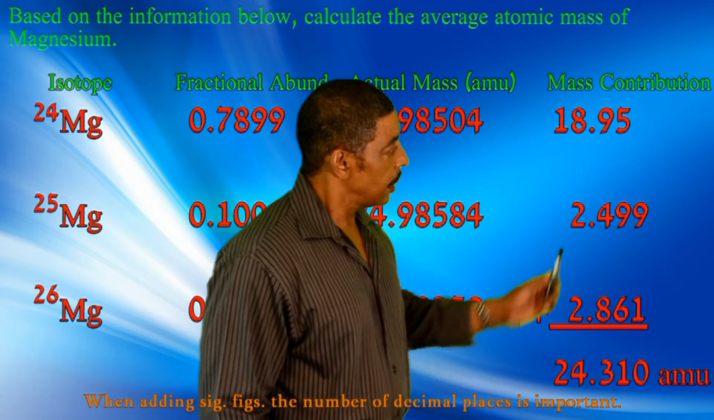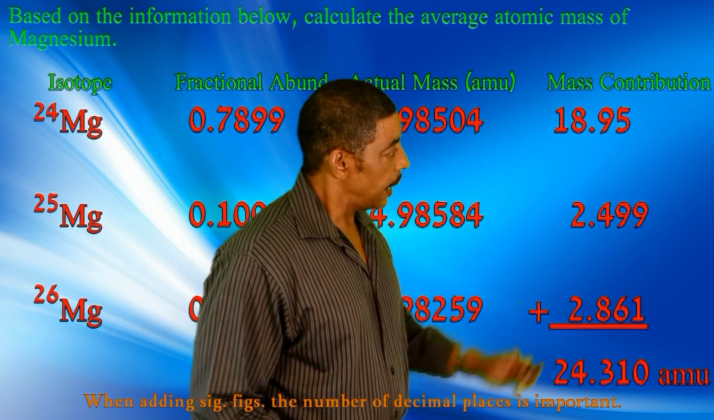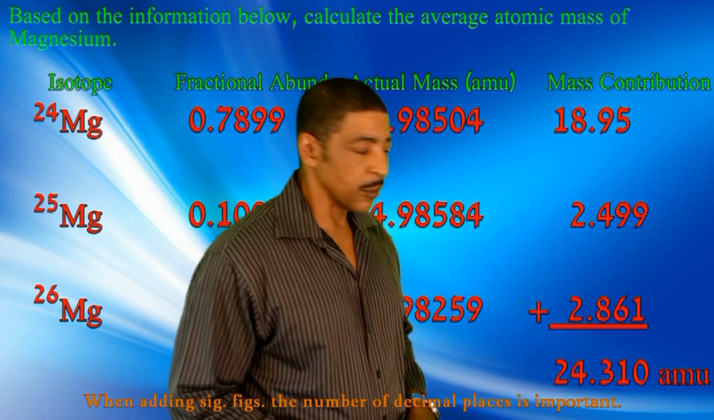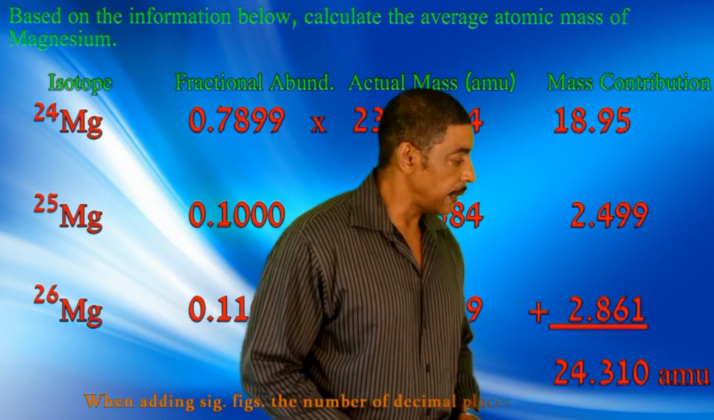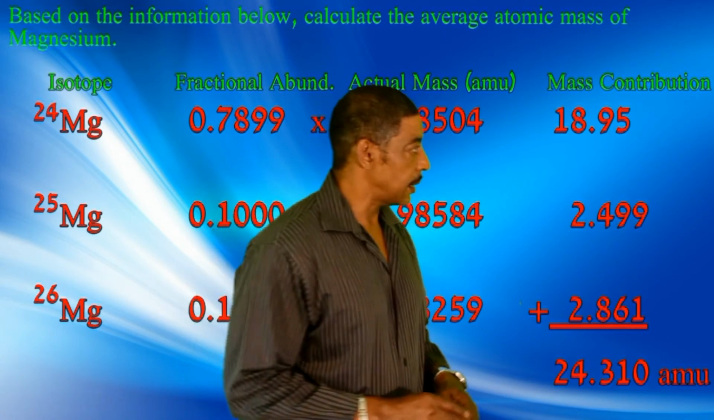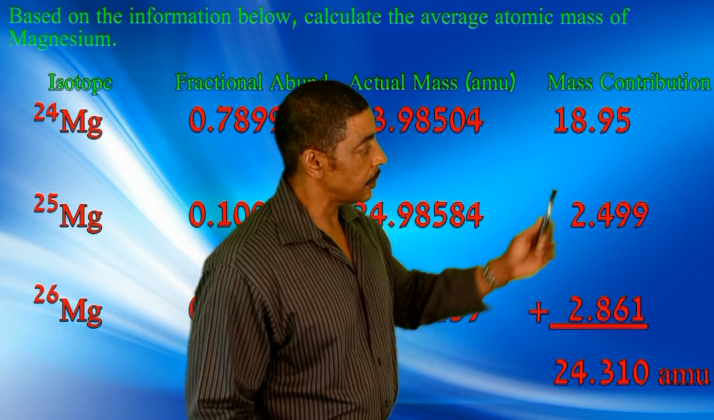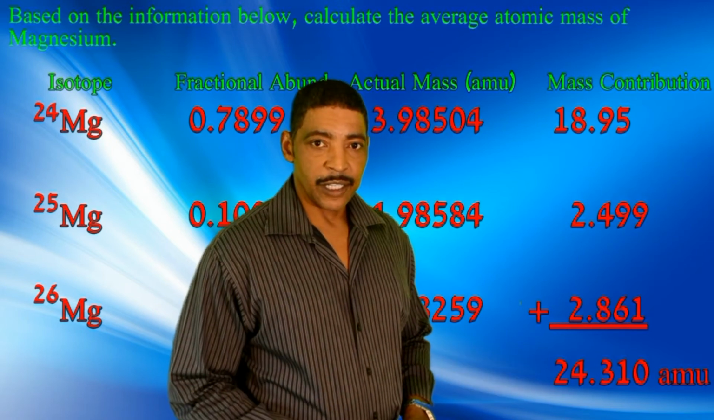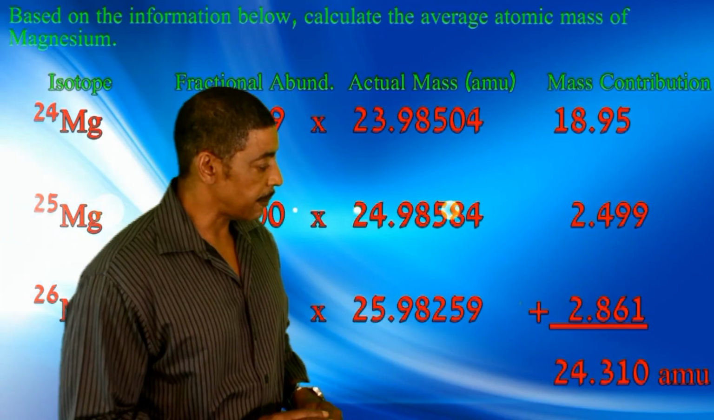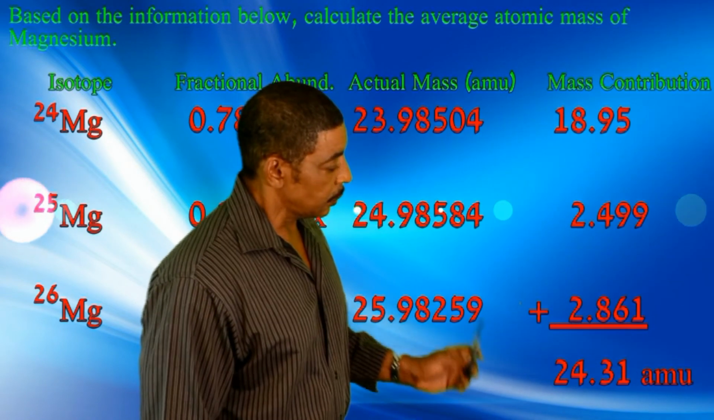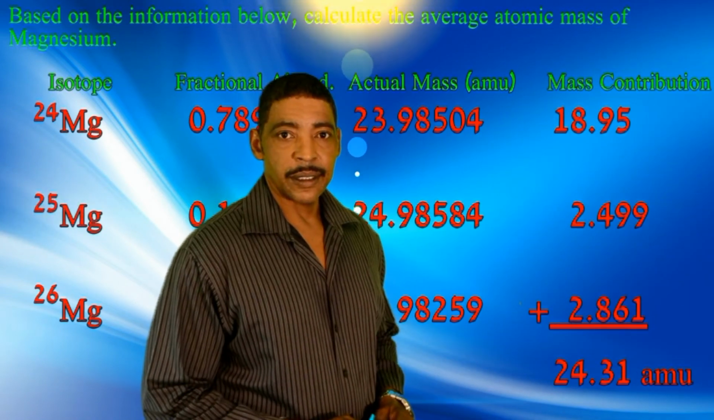In this case, 18.95 has two decimal places, 2.499 has three decimal places, and 2.861 has three decimal places. Clearly, the magnesium-24 mass contribution has the fewest number of decimal places. So we round our answer to two decimal places. Therefore, the average atomic mass of magnesium, based on this information, will be 24.31 AMU.